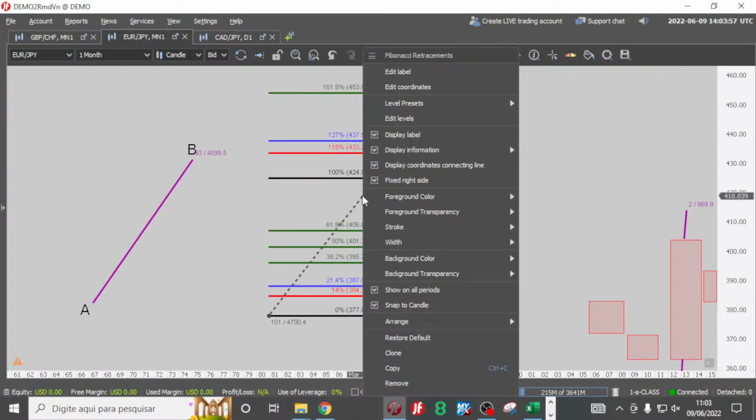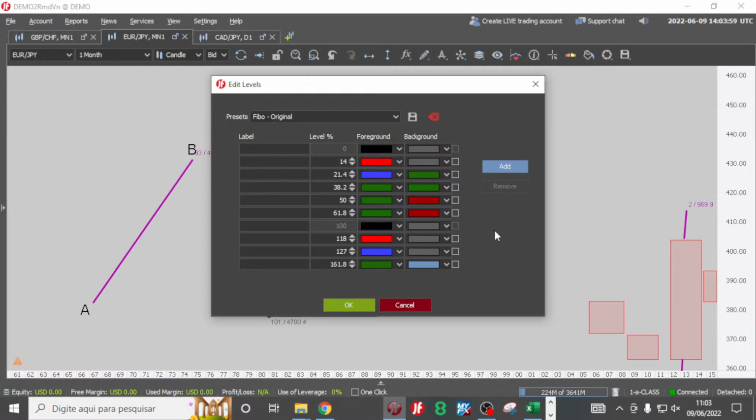And everybody, this is the Fibonacci edit levels. Take a screenshot, take a picture.